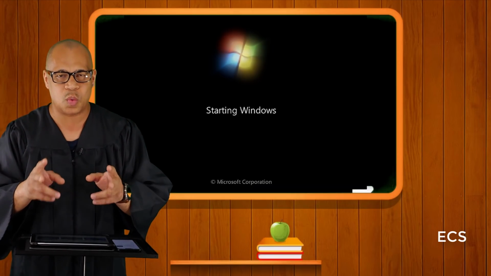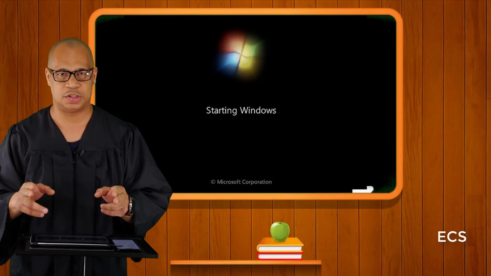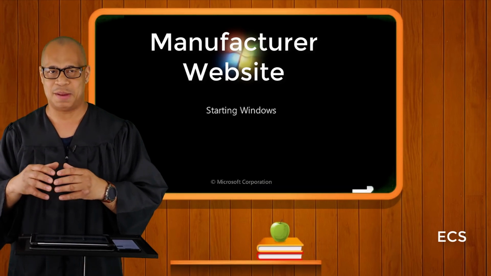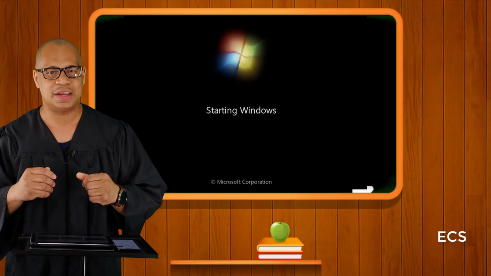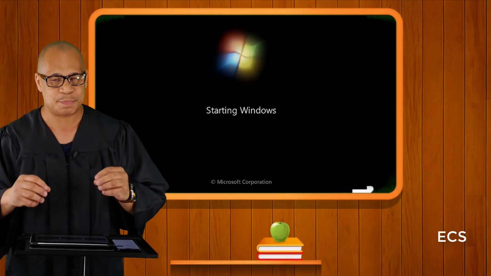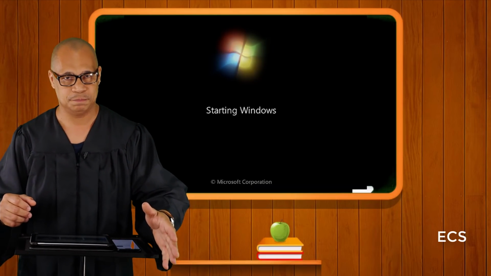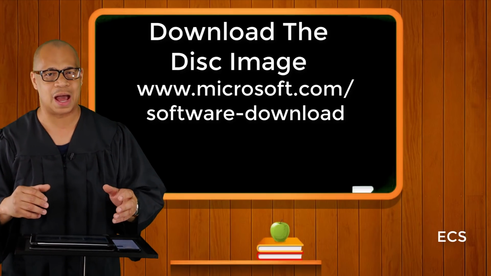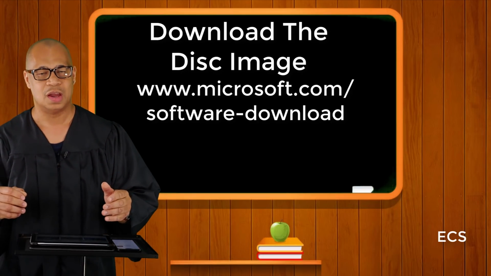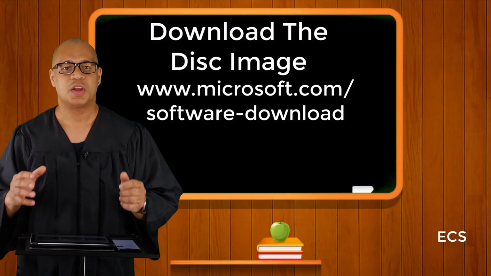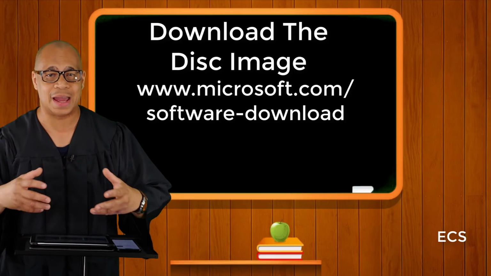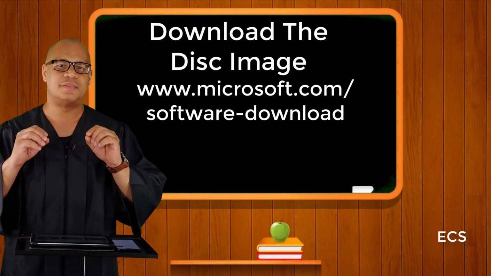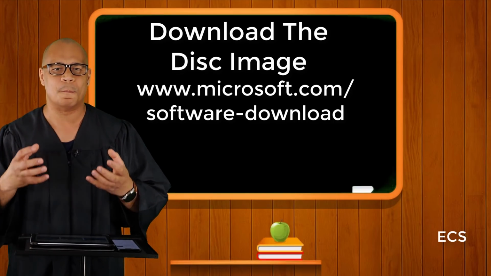All right, you can do this two ways. There are two kinds of downloads you could do. You can go to the website of the manufacturer of the PC you bought, maybe Google it, and try to get the original copy for that PC. Or you can go to www.microsoft.com/software-download to get a Microsoft copy of Windows 7, 8, 9, or 10. I'm sorry, 7, 8, and 10. But in this video, I'm going to focus on Microsoft.